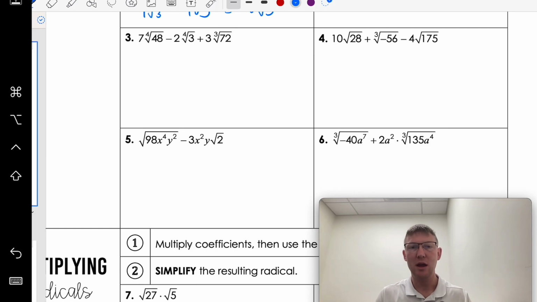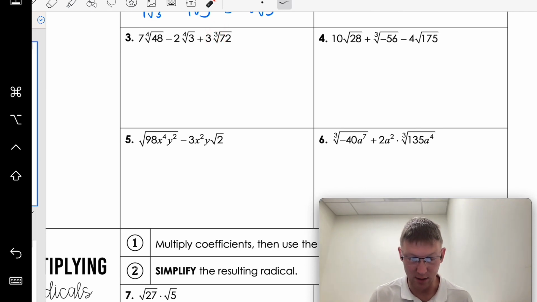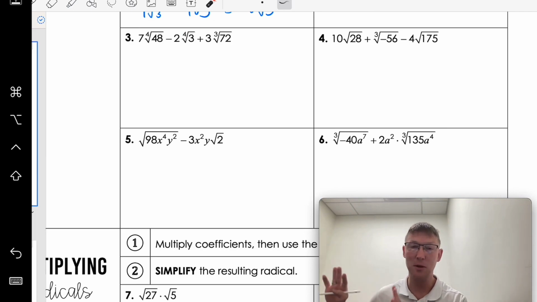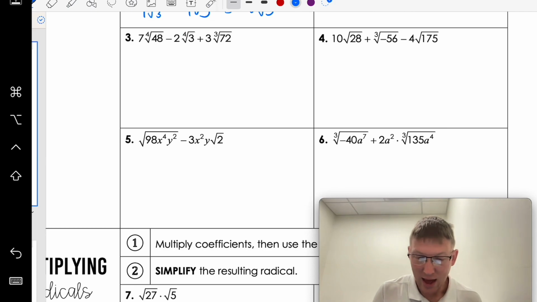Number 3 is an example of a curveball that might get thrown at you. When you look at it carefully, you might notice that there's fourth roots right there and then a third root right there. So those are never going to combine. That third root is just going to be by itself no matter what. But as our first process, we're just going to simplify everything, and then from there, we can start doing our algebra.